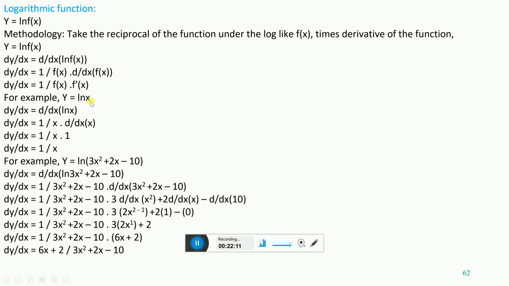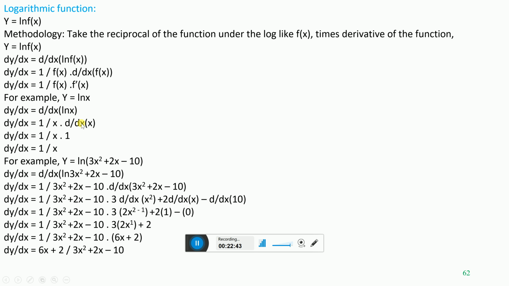We will apply the derivative symbol on both sides. So dy over dx is equal to d over dx of ln x. I am applying the derivative on the natural log. So what is the methodology? The reciprocal of x. So dy over dx is equal to 1 over x. This is the reciprocal of x.